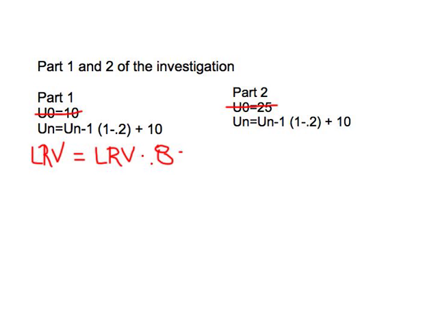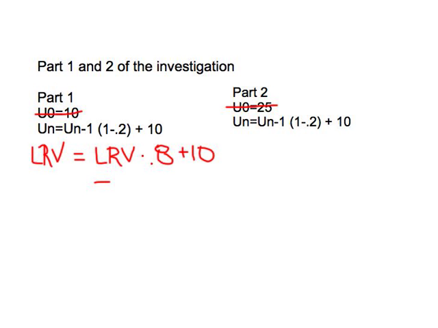And then I have a plus 10 at the end there. Okay, you notice that if I rewrite part 2 using the variable LRV, I'm still going to get the same exact equation. Now, I notice there are LRV on both the left-hand side of the equal sign and the right-hand side of the equal sign. So what I'm going to do is combine like terms.